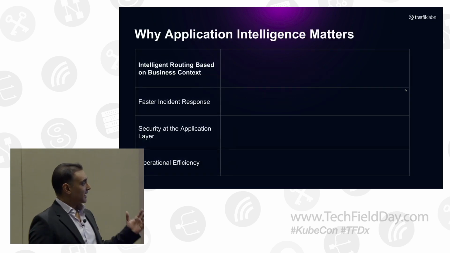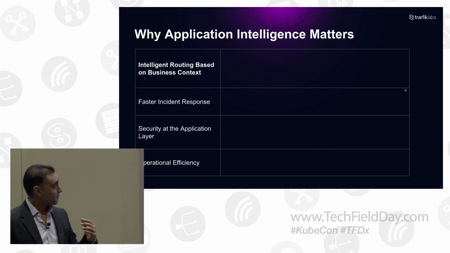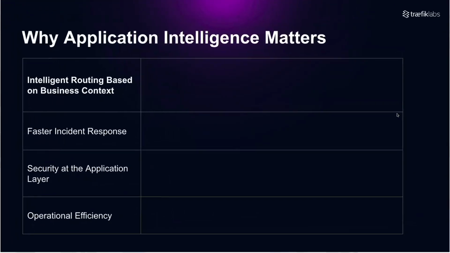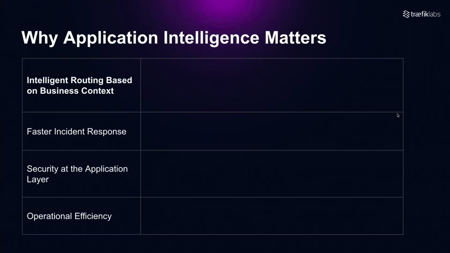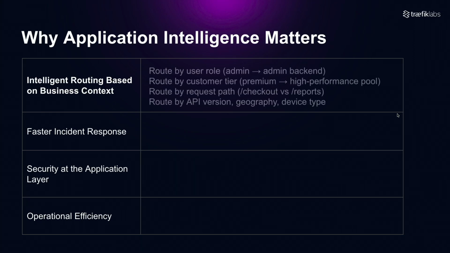Why is it important? We'll go through some details now. The first thing is you're able to route based on a business context. What do I mean by that? That means you're able to do all of these different things. When you're routing incoming traffic to an application, you are able to route by the user and the kind of user. So let's say it's an admin user coming in, and you know this how?